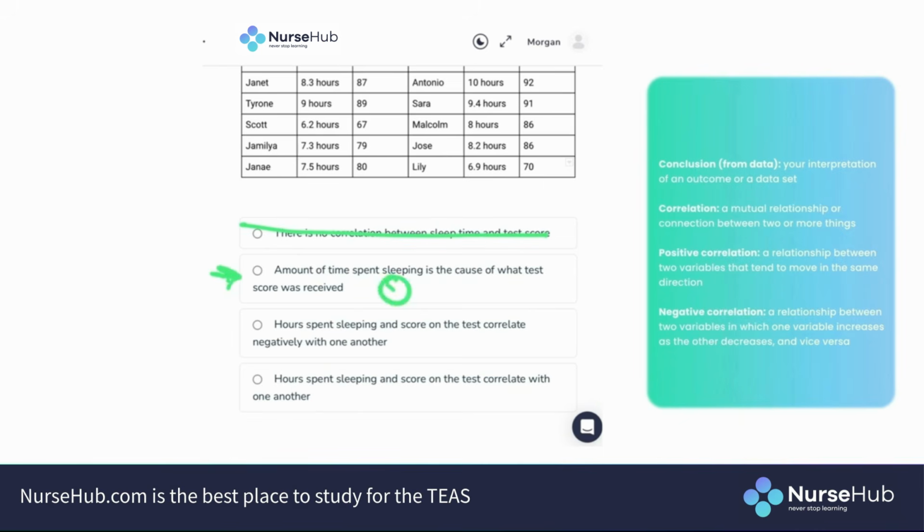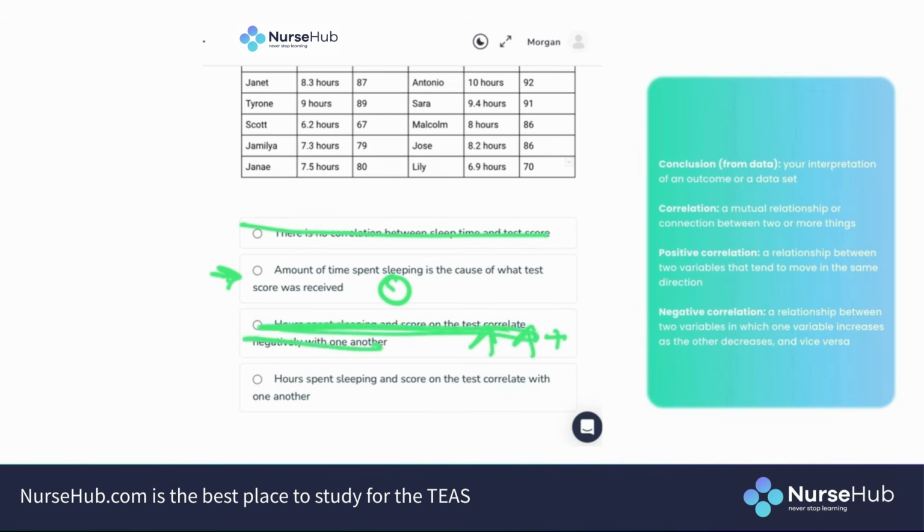Hours spent sleeping and score on the test correlate negatively with one another. As you sleep more, your test score goes up. That seems like two positive responses, so that would be a positive correlation, not a negative one. And that's not our answer.